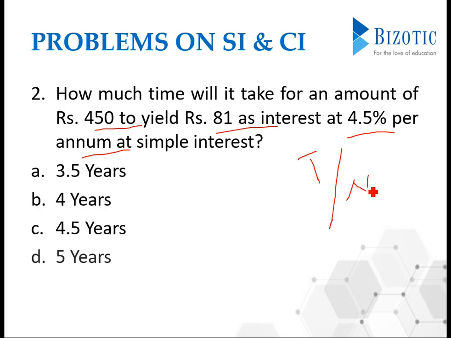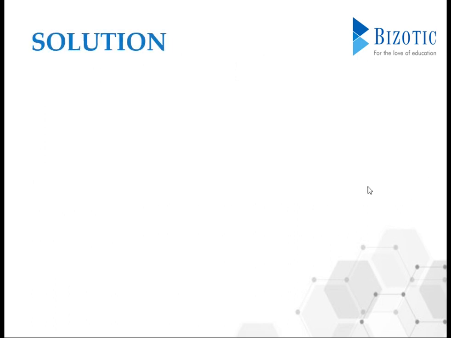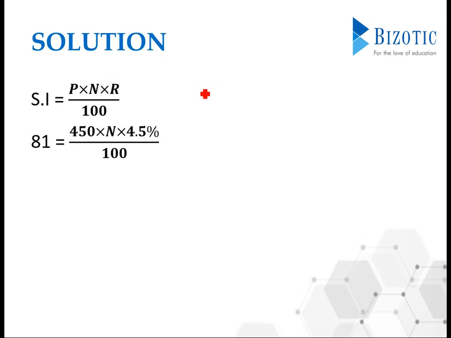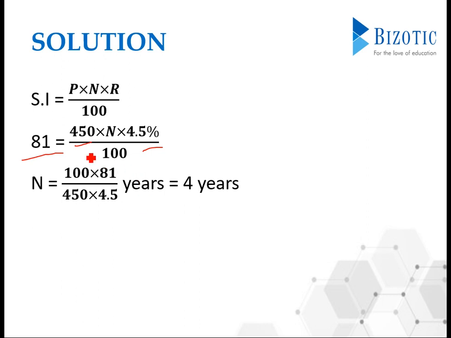So the options are given. Let's look into the solution. We know that simple interest is equal to PNR, where N is the number of years, or PTR, divided by 100, and we will directly substitute into it. 81 is the interest earned. They have given in the question 450 as the principal and rate of interest 4.5% divided by 100. Upon calculation, take N to the other side: 100 into 81 divided by 450 into 4.5, and here the zeros get cancelled.